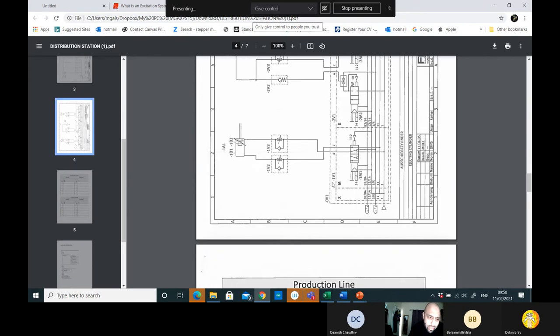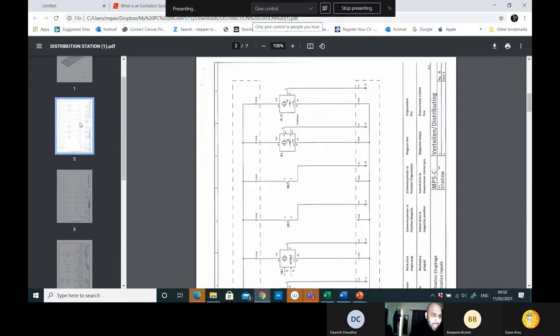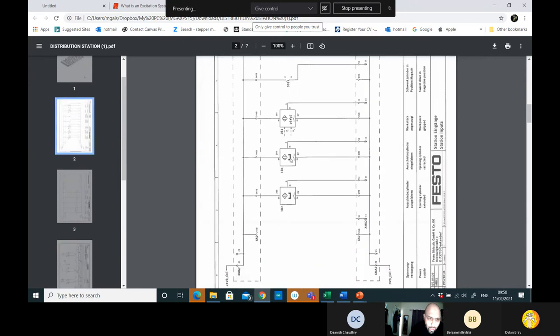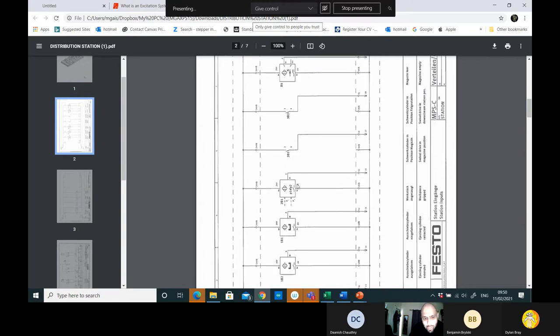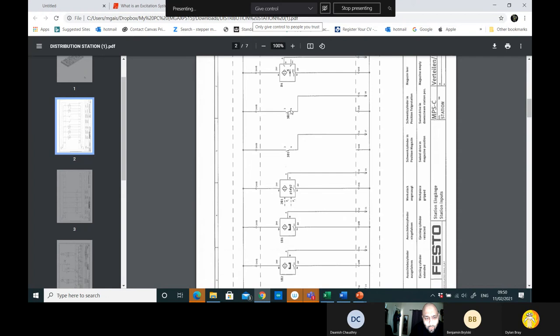Some of the stuff you might recognize from lesson times. If you go, for example, here, you've got reed switches. Then you've got a limit switch. This is the limit switch. Then you've got these with a picture of light going out of a diode. Now this is going to be some kind of optical sensor. So you've got 1, 2, 3, 4.